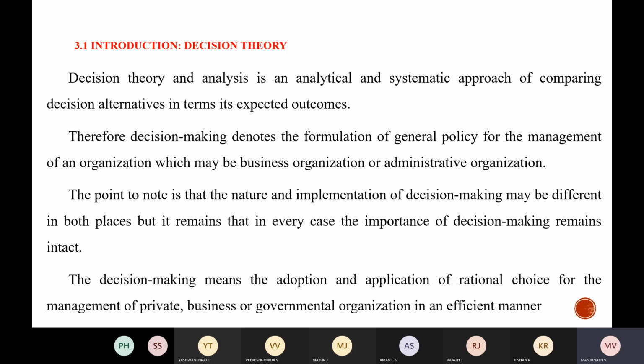Now, decision theory and its analysis is an analytical and systematic approach. All these things are covered already. Decision making denotes the formulation of general policy for the management of an organization, which may be a business organization or administrative organization. Now look at this point. The decision theory equally holds good for the problems related to business as well as administration.